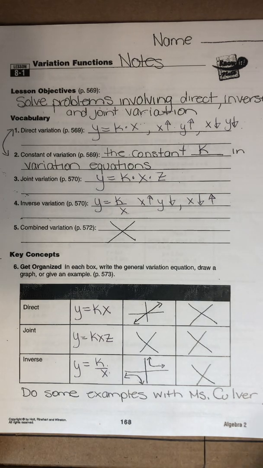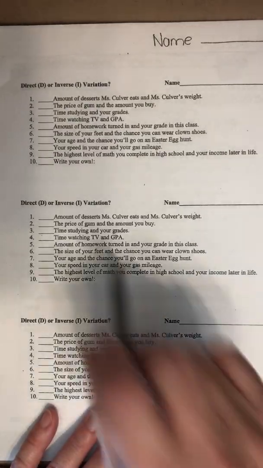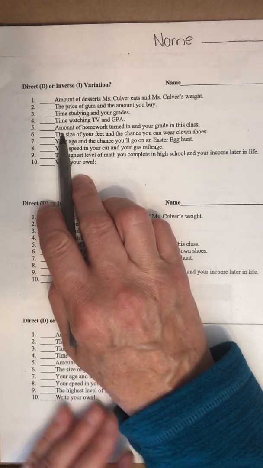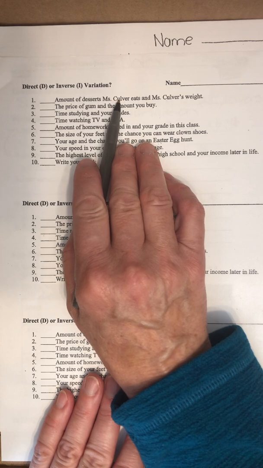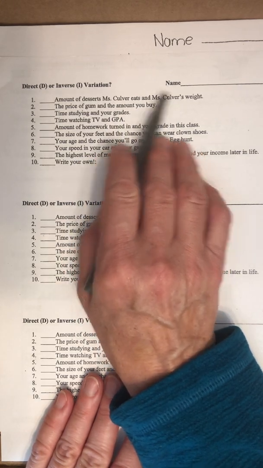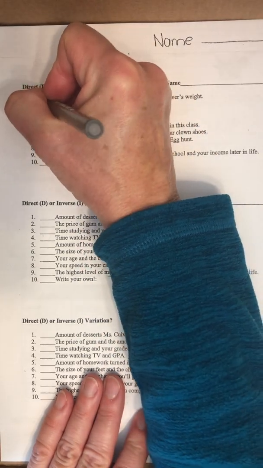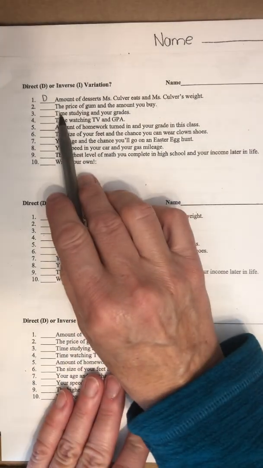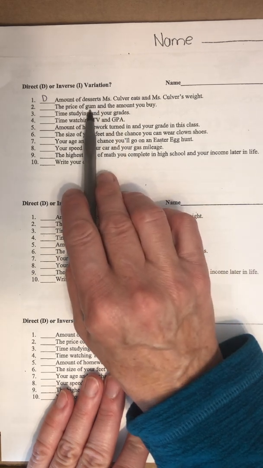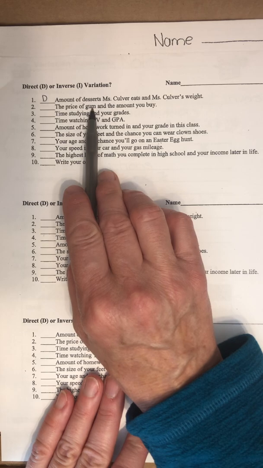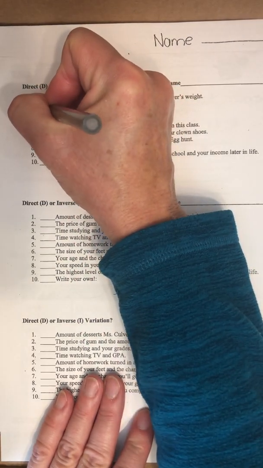Usually we do those in class, so let's take a look. We are going to say if these situations are direct and inverse. Usually I ask students. We'll do a few of these. Amount of desserts Miss Culver eats and Miss Culver's weight. Notice the more desserts I eat, the higher my weight goes. This must be direct. 2, the price of gum and the amount you buy. Just imagine that the price of gum went up really high. The amount that you buy would probably go way down, and that would be inverse.